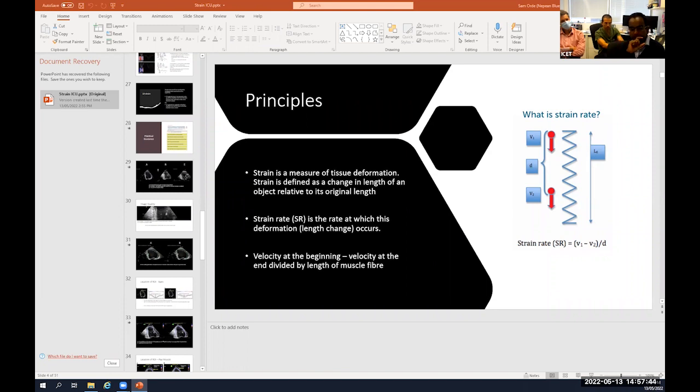post-processing analysis, and there's usually a table that comes up with strain, and I always have to go back and figure out which table value actually measures circumferential and radial strain. But the number that you get as overall is GLS, and that's global longitudinal strain.